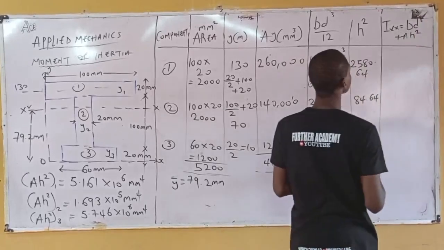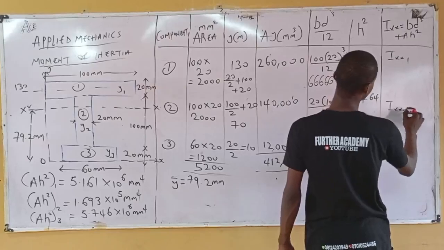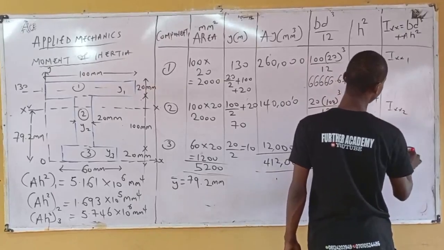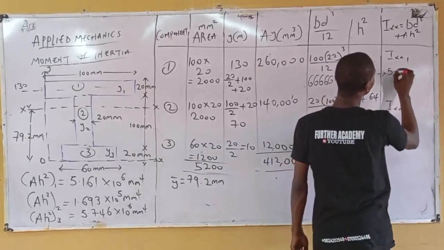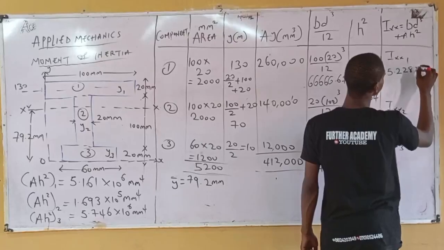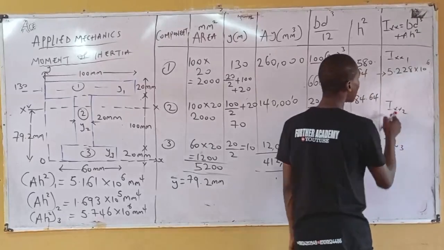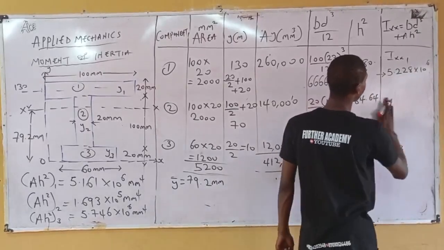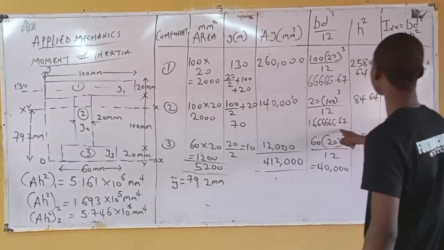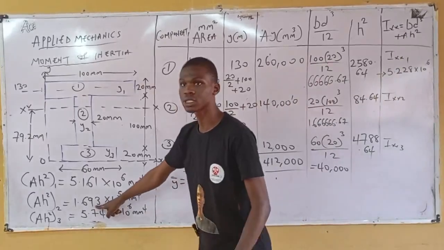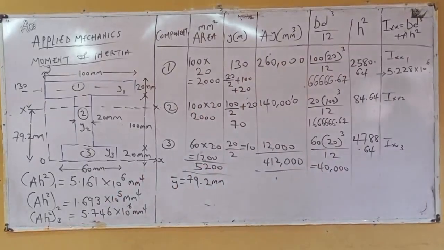So let's get the IXX1, IXX2, and IXX3. For IXX1, what's our answer? 5.228 times 10 raised to power 6. Yes. IXX2, what's our answer? IXX2, meaning BD cube, which is this guy, plus what we got here. Please press your calculator very well, because this thing is not going to give another answer.